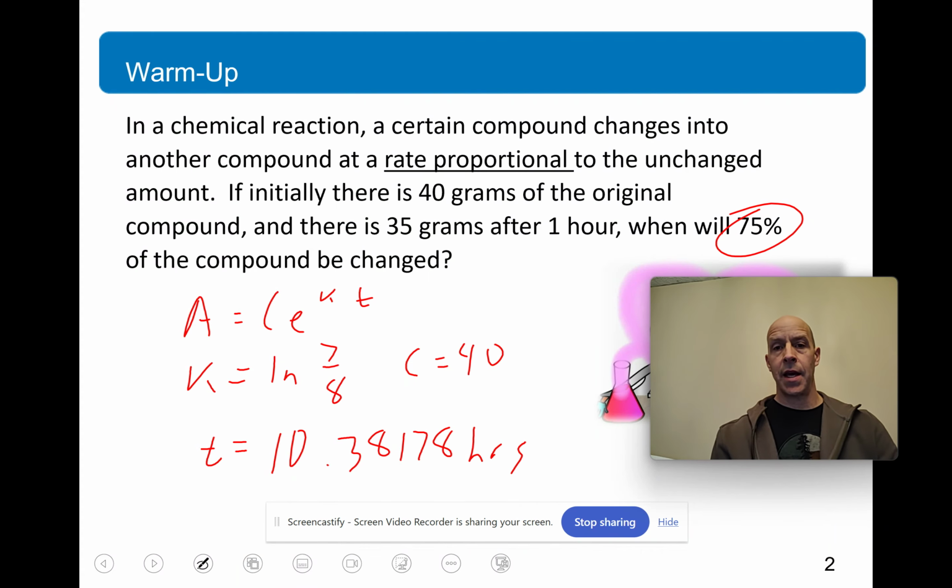Again, you'd need to set that up, but I'm going to keep things moving here. That was just a warm-up similar to what we've been doing.